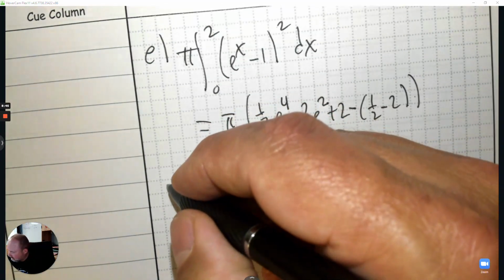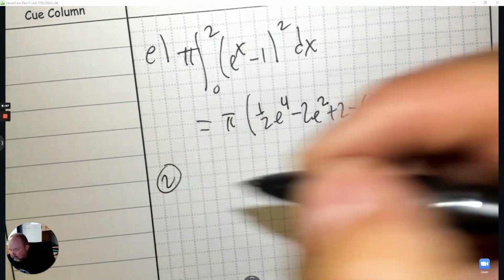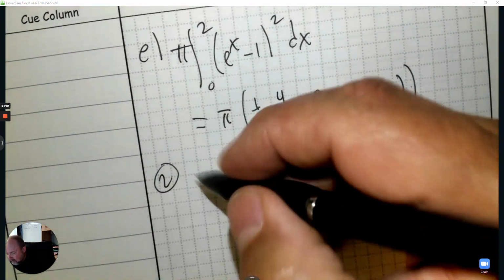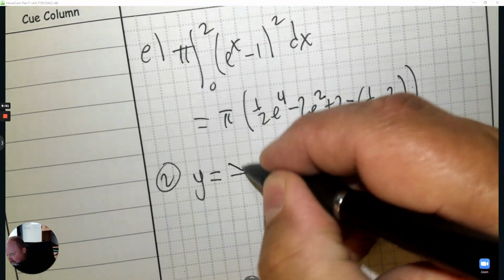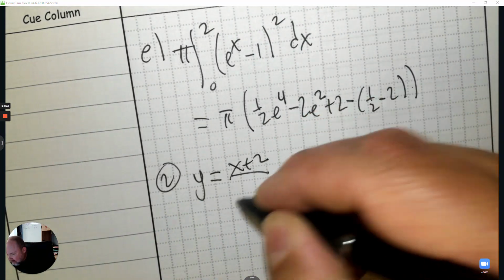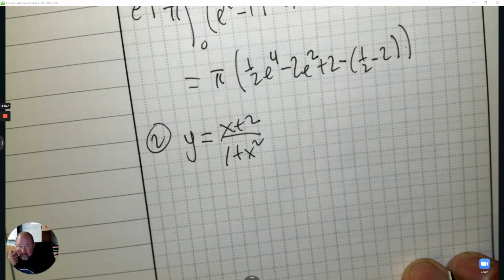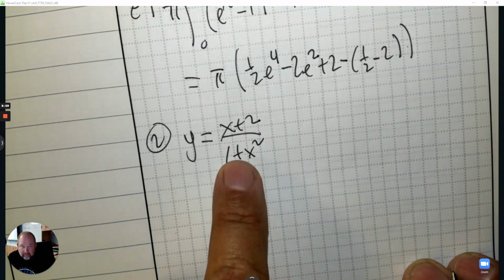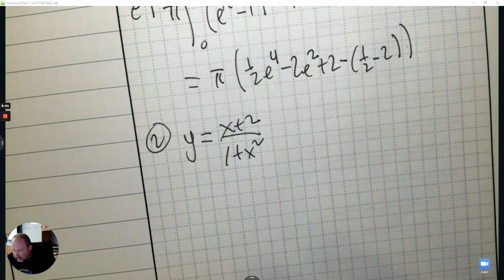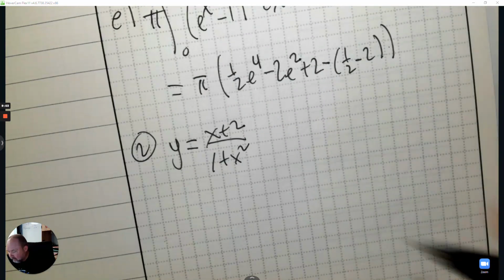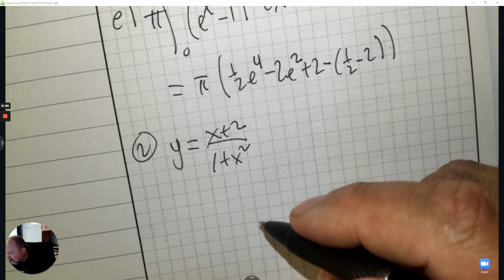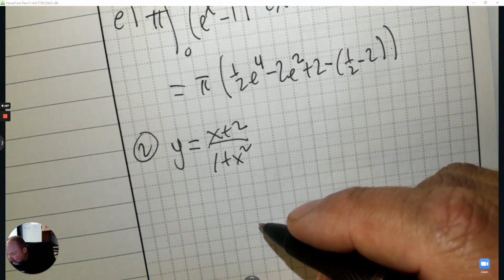Part F. No part F. Number 2. Now you have the equation y equals x plus 2 over 1 plus x squared. My mind goes right away to the derivative of the bottom might match the top. We're going to talk about it when it gets there. So, first of all, what is the area from 1 to 3?